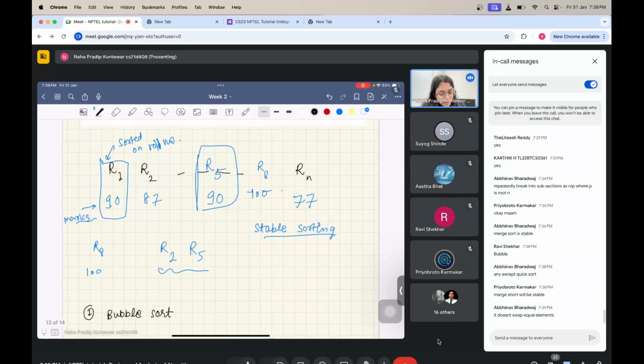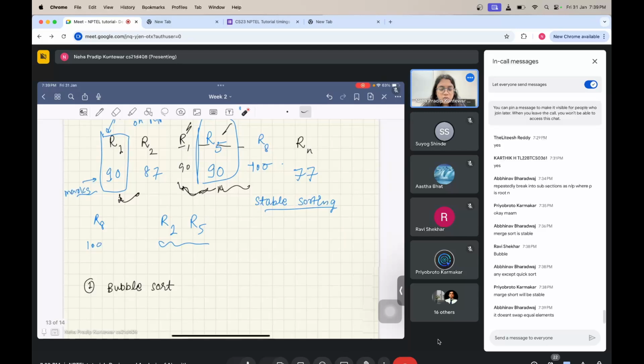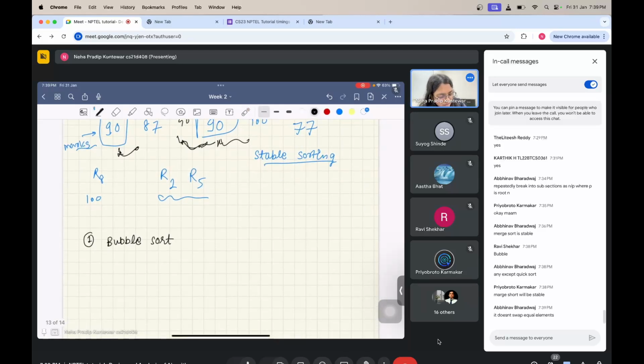Exactly. So what happens is, whenever you keep on swapping, at some point it so happens that you are comparing R1 and R5, let's say, and then you are not going to swap. You're going to preserve this order and continue. So at every point, if you are comparing and swapping, you are preserving the order. So bubble sort is indeed stable.